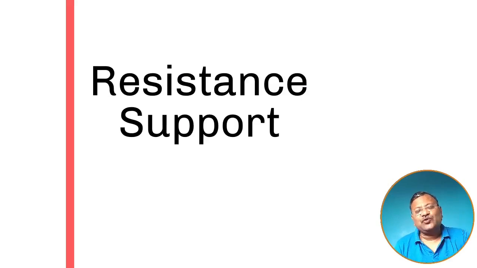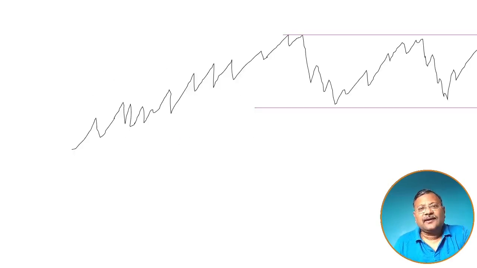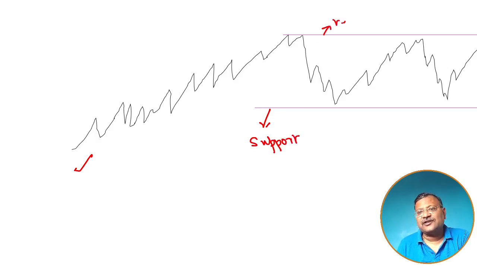Now, what exactly do we mean by resistance and support? See, if I were to plot the price movement of a share on a piece of paper, the chart would look something like this. We draw this line. This line is called the support line. And this line which we have drawn here is what we call the resistance line.